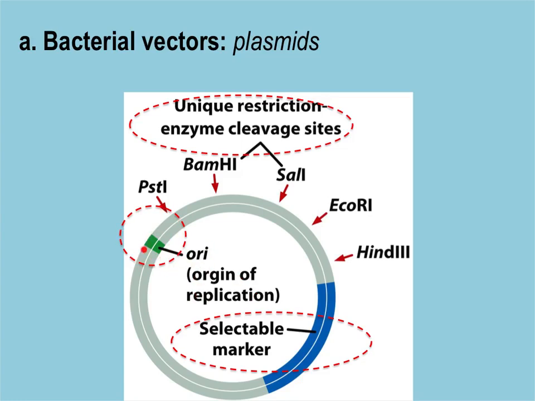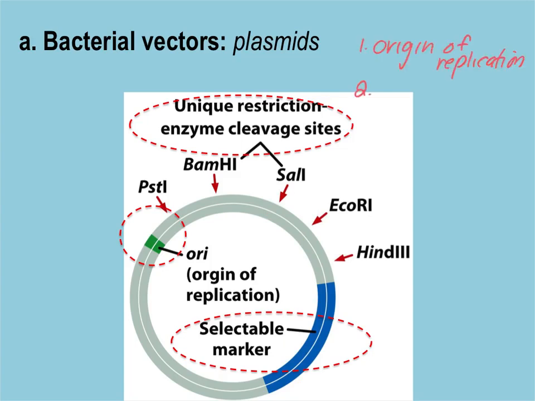What the origin of replication does is it ensures that whenever the bacteria cell starts replicating its own chromosome, it will also start replicating this little plasmid piece of DNA as well.